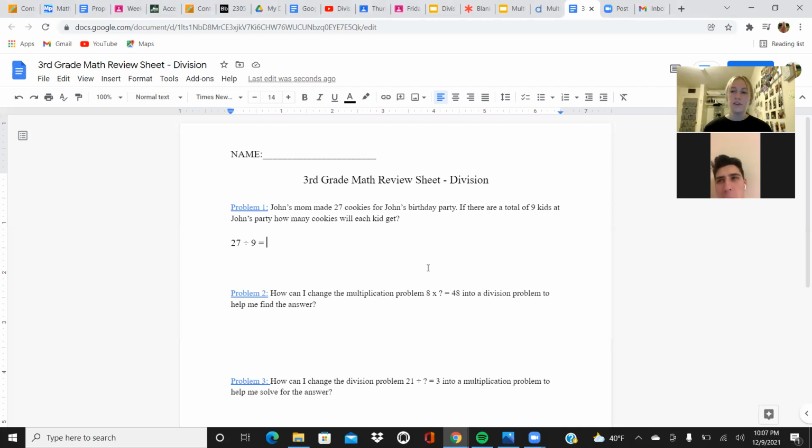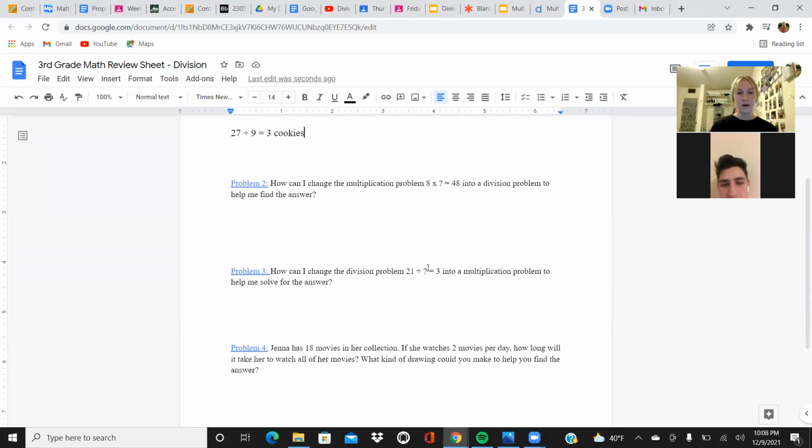Now, do you know your math facts off the top of your head? Do you know what 27 divided by 9 is? 3? Yes, that's right. 27 divided by 9 equals 3. And what label can we put after the number 3 to show what the number 3 stands for? Cookies. Yes. So each kid will get 3 cookies.